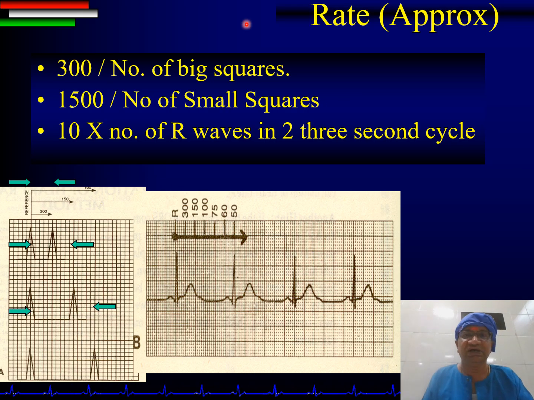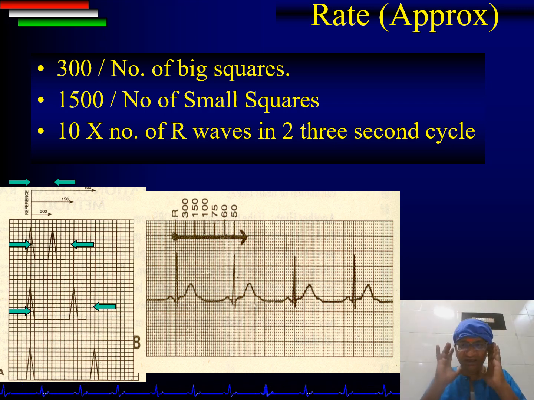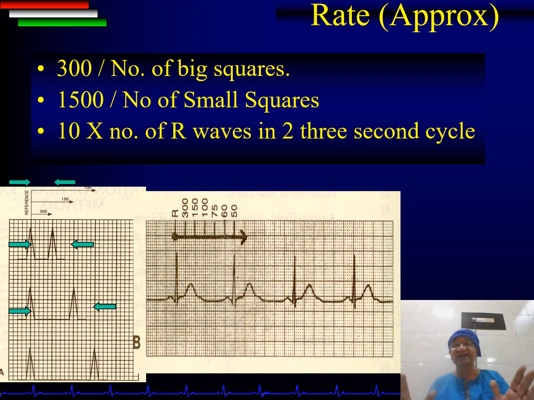Yes, we'll go through each. Now, if you want to see the rate, it is 300 divided by the number of big squares in the RR interval. How many big squares are there? 1, 2, 3, 4, 5, 6. 300 divided by 6 is almost 50 or 52. Now, if you count the small squares, 5, 10, 15, 20, 25, around 30. So 1500 divided by 30 is approximately 50 per minute. So this is how you should know the rate when it is regular.